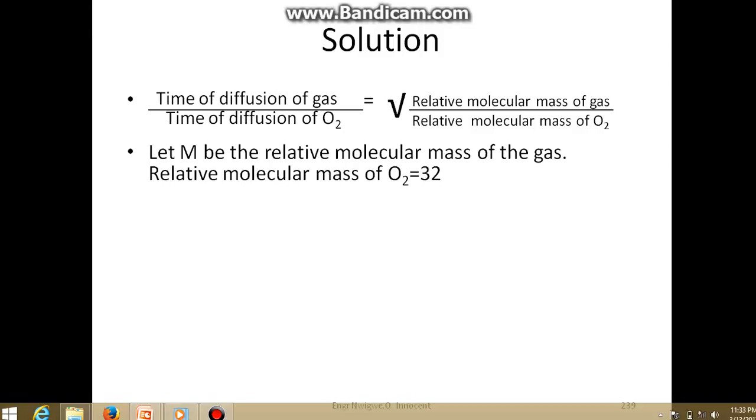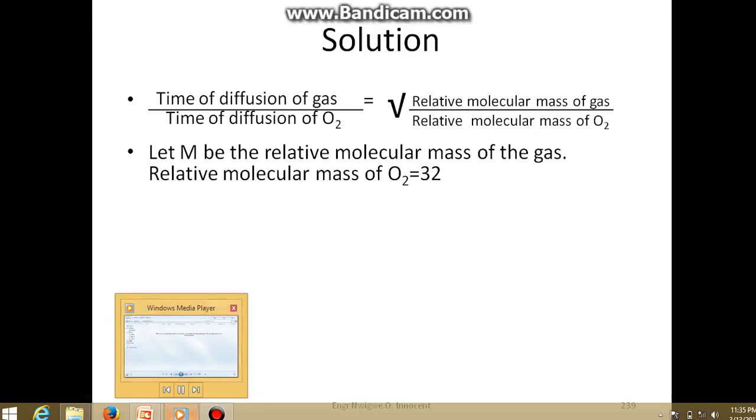Therefore, rate of diffusion of gas B equals 120 divided by 12 cm³ per second, which is equal to 7.5 cm³ per second.